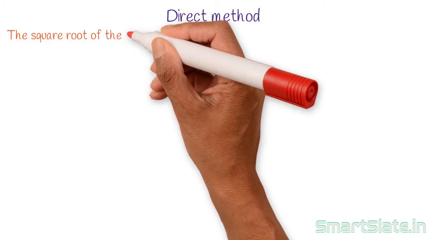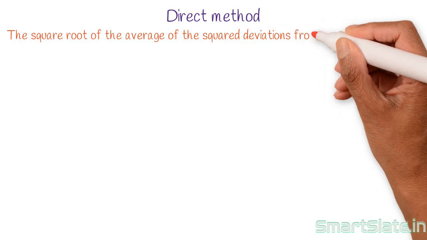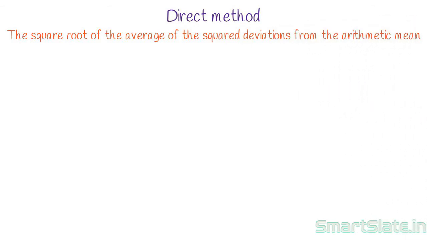Let me repeat the definition of standard deviation. It is the square root of the average of the squared deviations from the arithmetic mean. In the direct method, we just stick to this definition. First we will find the arithmetic mean, then we will find the deviations, then the squared deviations, and then the average of the squared deviations. The square root of the average of those squared deviations is nothing but standard deviation. Let me explain in detail.